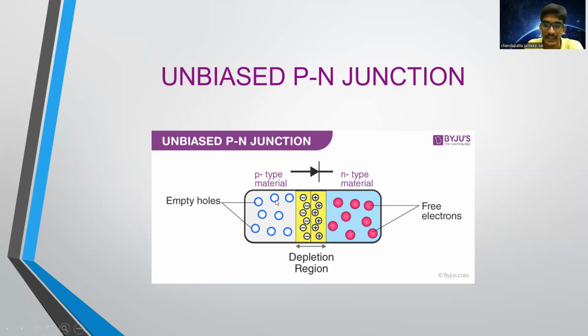So this is the p-n junction, and here we have the symbol for the p-n junction, where the arrow is marked in this way. So this is an unbiased p-n junction. The meaning of unbiased is that we have a p-n junction diode, but it is not connected to any external supply or any source. That's why it is called an unbiased p-n junction.